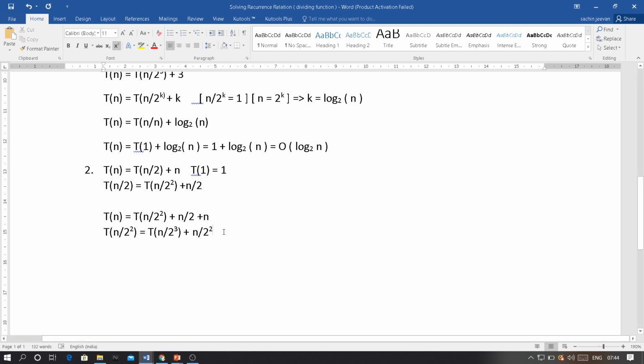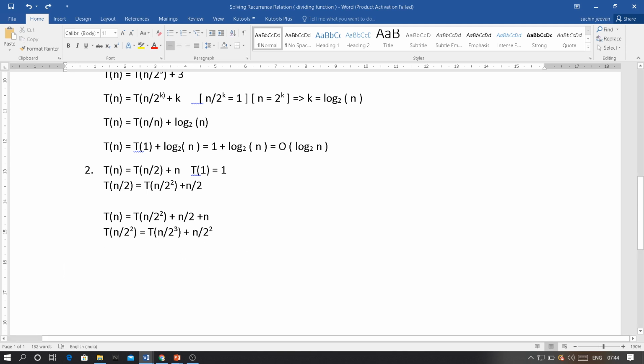Okay, so now what we have to do is substitute the value of T of n divided by 2 square here in this. Instead of this term, this complete data has to be replaced. So I'll just take a copy of this equation.